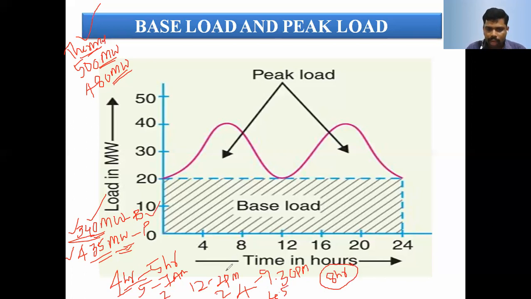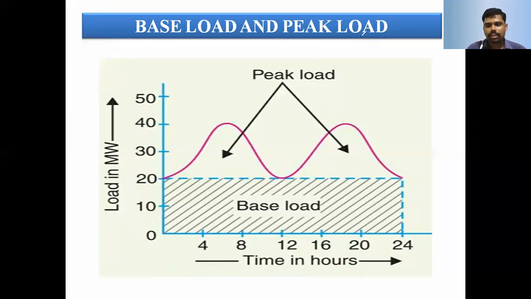In this, the peak load is not maintained constant all the time. It should be varying, day to day and month to month. Based upon the season, the peak load varies. But the base load does not depend on the season or on the day. Almost all 365 days, the load is maintained constant.